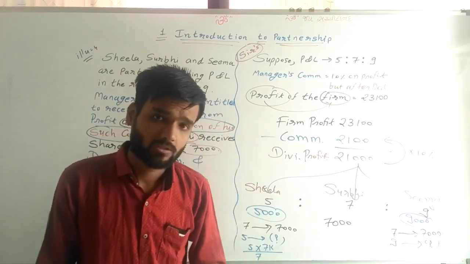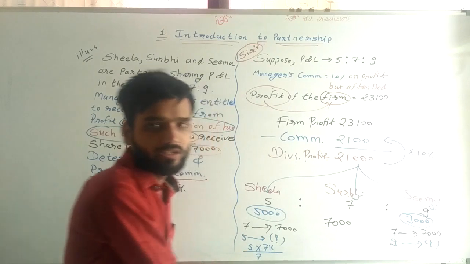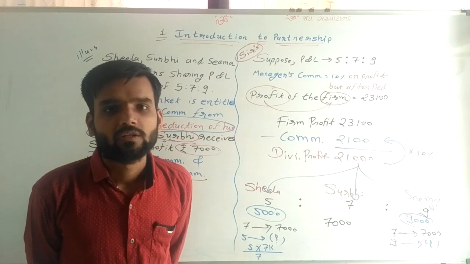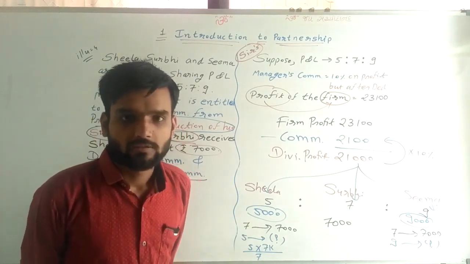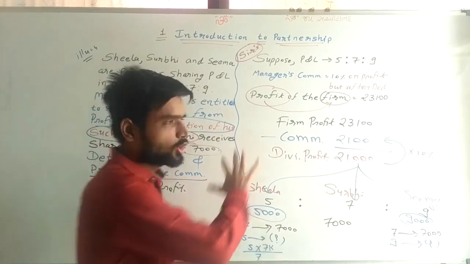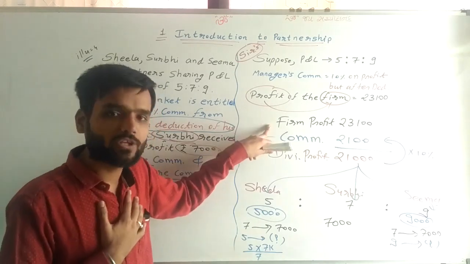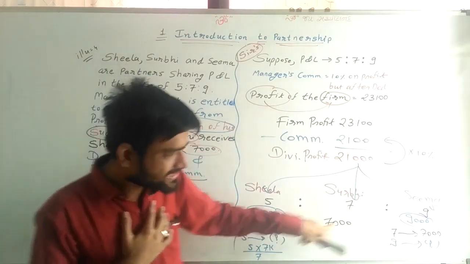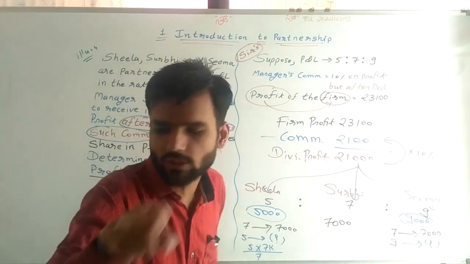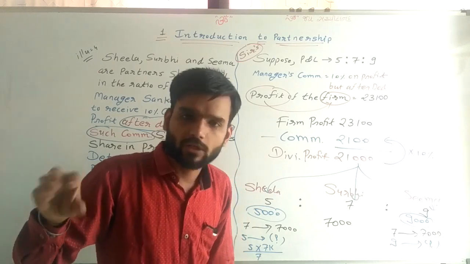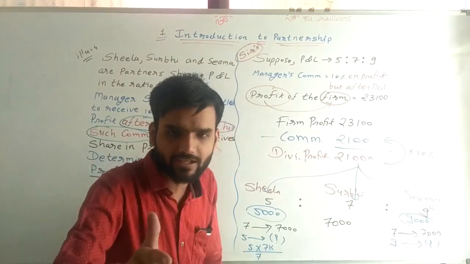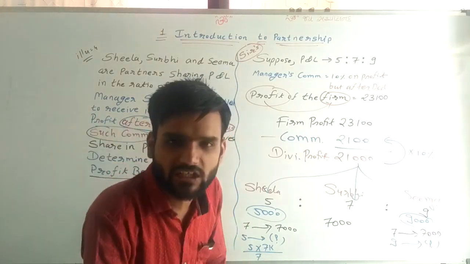So in this way, you can solve the answer. Now you are very clear about the whole concept. What is firm's profit? What is divisible profit? What is distributed profit? That I am sure. Now you try your own sums or from textbooks. Whatever sums are given related to commission, solve them. If you cannot understand, then ask me. I will give you the solution.